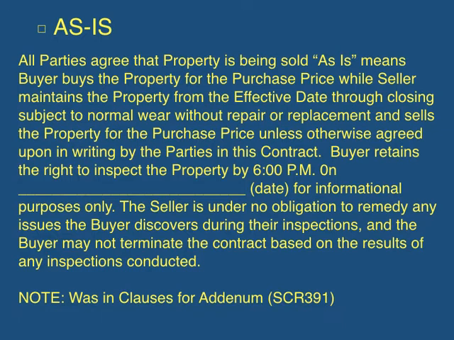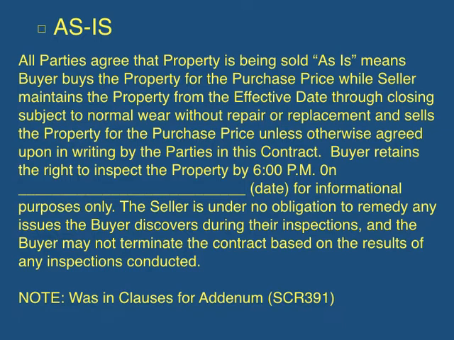It says all parties agree that the property is being sold as-is. It means the buyer buys the property for the purchase price while the seller maintains the property from the effective date through closing, subject to normal wear without repair or replacement, and sells the property for the purchase price unless otherwise agreed upon in writing by the parties in this contract. Buyer retains the right to inspect the property by 6 p.m. on a specific date for informational purposes only.